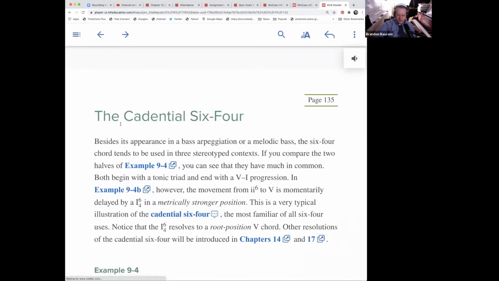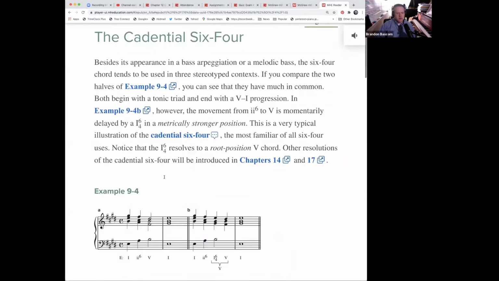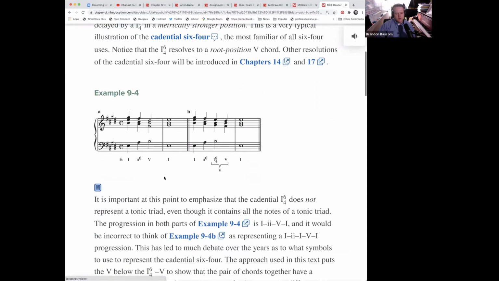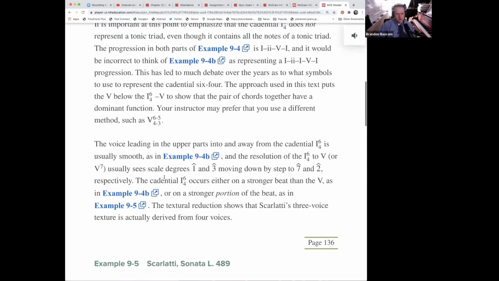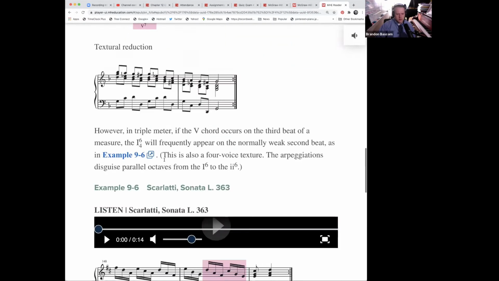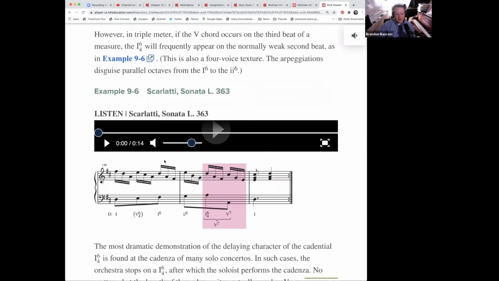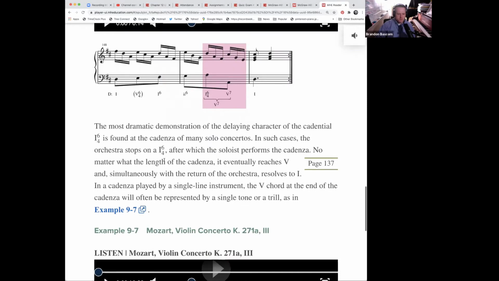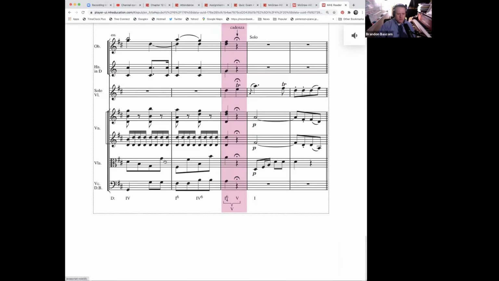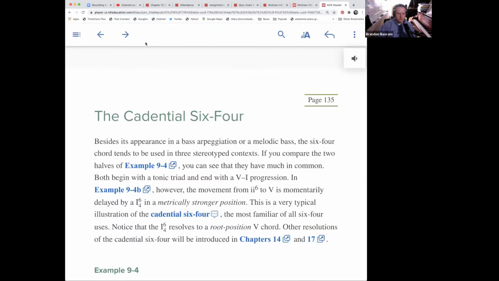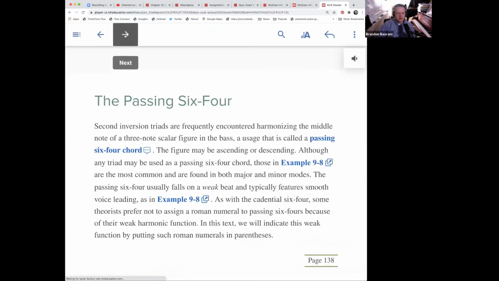We have the cadential 6/4, which we talked quite a bit about. What do you know about the cadential 6/4? We talked about how it's not really a 1 6/4, it's really a 5 function thing with the bracket. You remember that? Stop me or I'm just going to cruise.